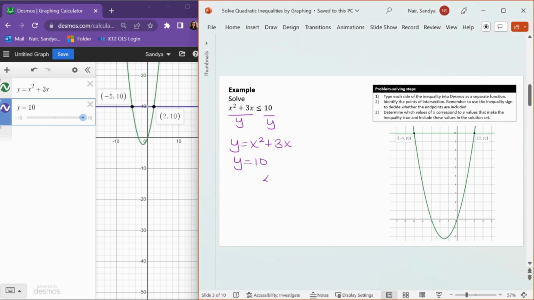So what I do is I sketch a number line for myself, and I'm going to put those two intersection points at the x values on my number line. So I have negative 5 and 2, and since this is a less than or equal to sign, I'm going to put filled in circles at those endpoints.